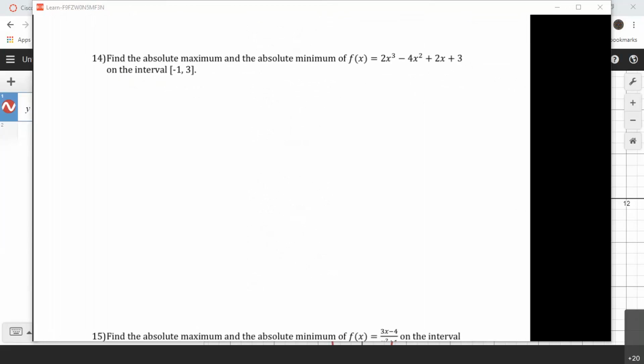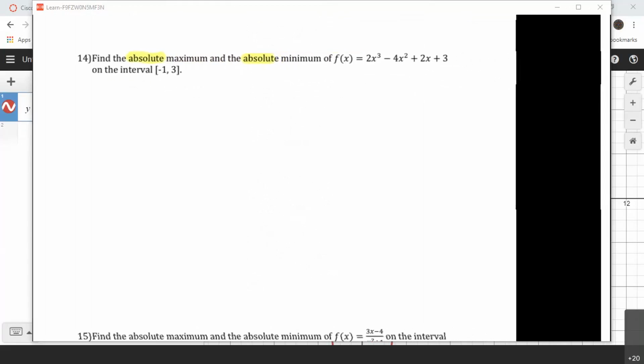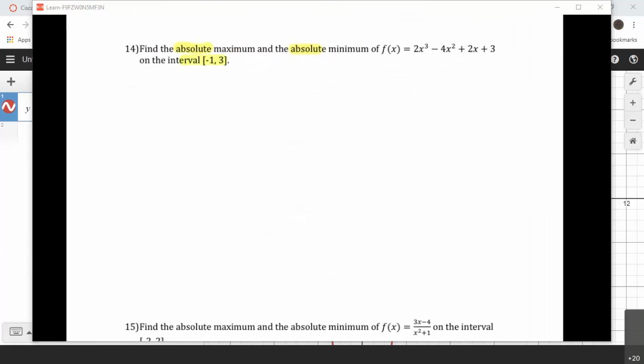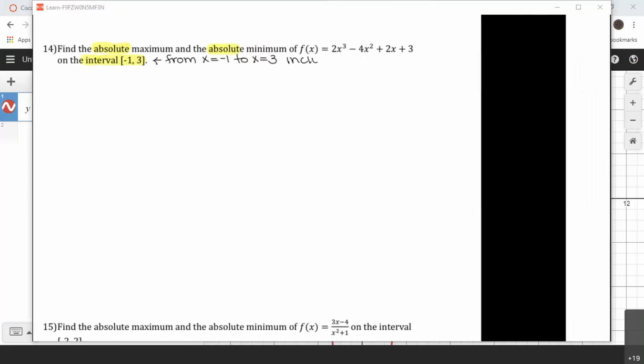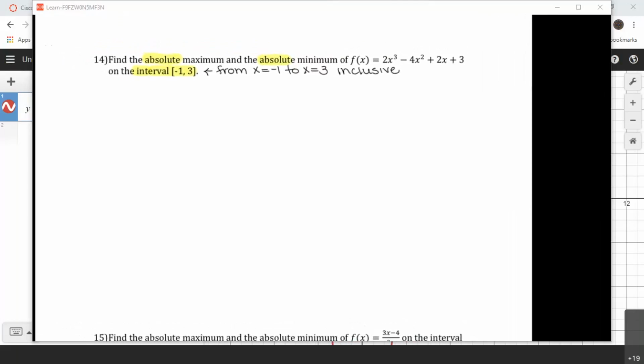Okay, so when they ask you for an absolute maximum and an absolute minimum, they will do one of two things. They will either give you an interval, and that's x values. So from x equals -1 to x equals 3, inclusive, including the endpoints. So we're including -1 and +3. Absolute maxes and absolute mins have to give you an interval.